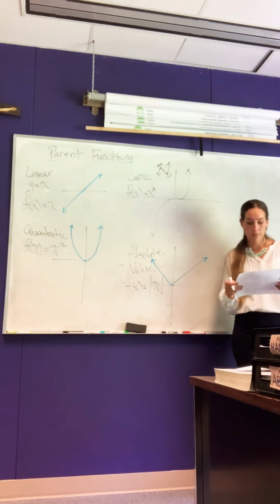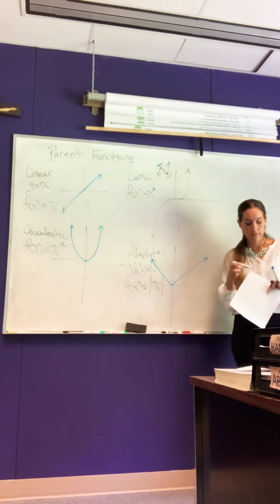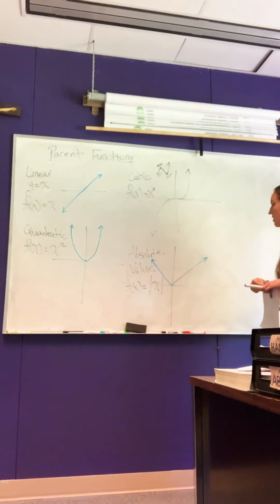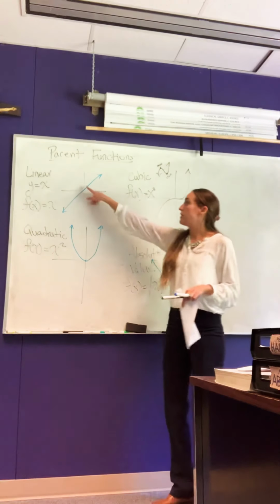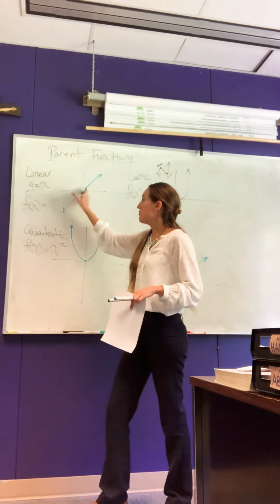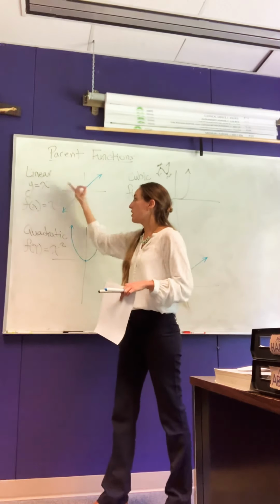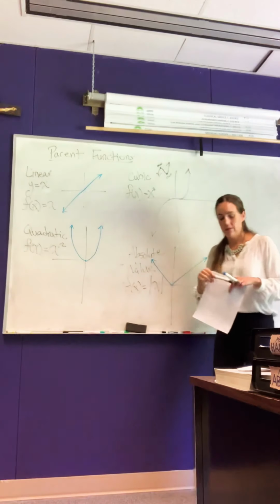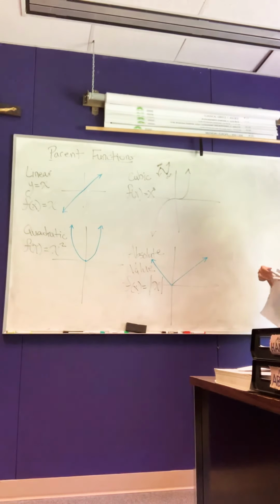Yes, sir? For the two lines, are they like the same angle as the linear one? Yeah, this one. Yeah, so these stay the same, and these negative ones get flipped to positive ones up there. Yep. So, like a transformation of the linear function. All right.